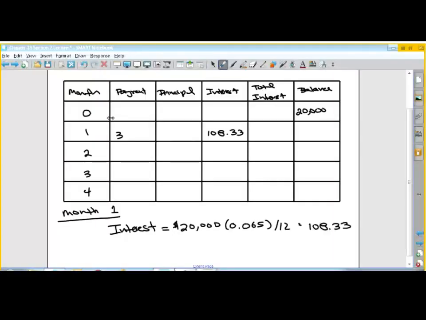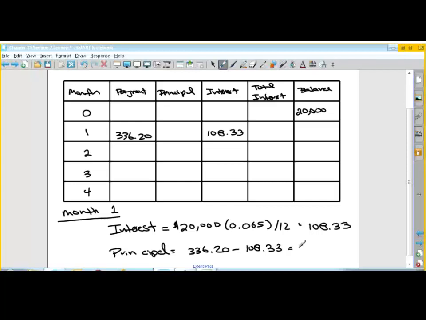And our payment was... What's the payment? $336.20. So the next thing we can do is we calculate the principal, which is the difference between the payment and the interest. So that's $227.87.